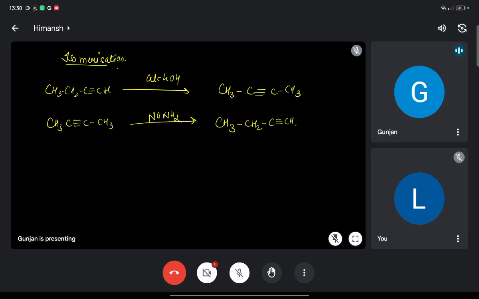By the way, NaNH2 is a strong base, so it will easily remove this hydrogen. So we can show it in two steps. Because NaNH2, which is a base, will not produce hydrogen, it will produce Na positive. But if we supply an acidic medium, H positive, then it will ultimately result in the formation of alkyne. Got it? Yes, ma'am, got it.